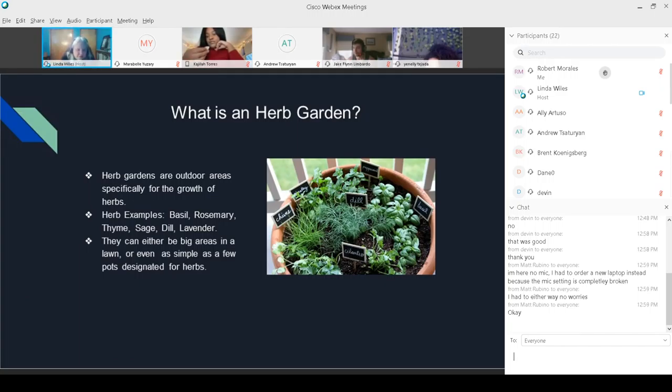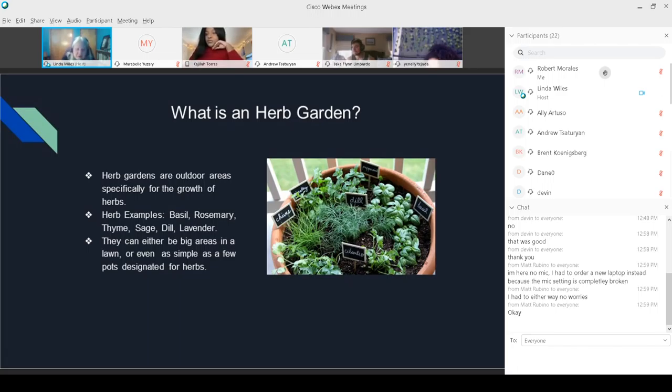So we have herb gardens, our outdoor areas specifically for the growth of herbs. I would like to add, do note that I haven't read all these yet. Herb gardens can also be indoors. A kitchen herb garden is actually one of the first things that a lot of people start their gardening with. Not all herbs do well inside, but a lot of them do.